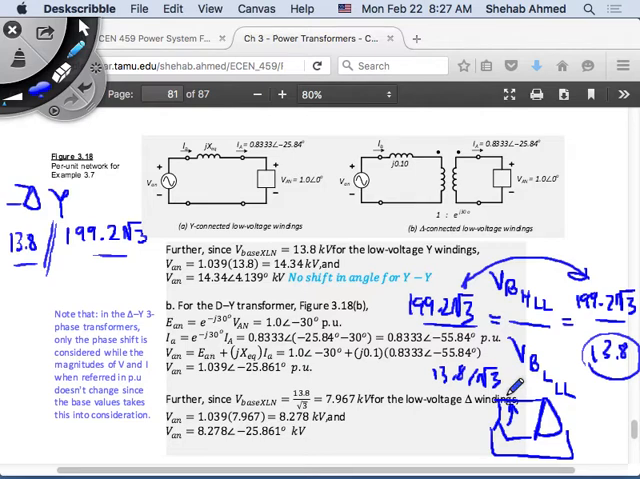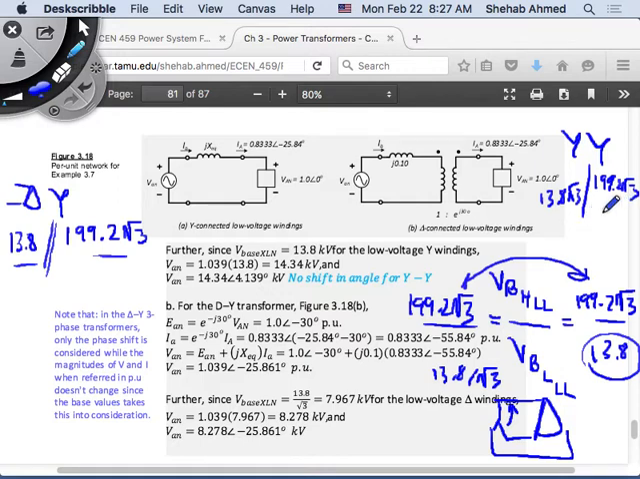So for part B, with the delta load, you only took 13.8 to be line to line because it was connected in delta, whereas in part A you took it to be line to neutral, so you didn't multiply by square root of 3? No, in part A it was a star-star transformer. My terminal voltages were 199.2 square root of 3 and 13.8 square root of 3, but those are the line to line. So the ratio of the bases, yes, exactly. Those were the line to line.